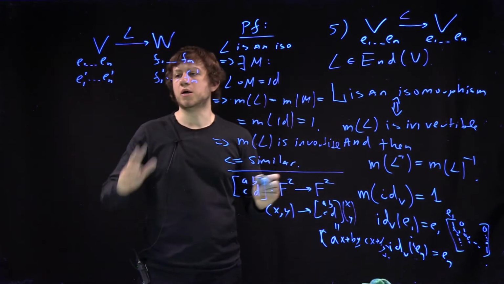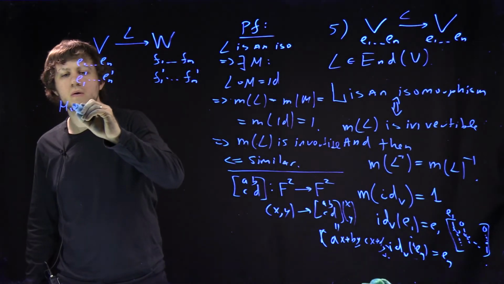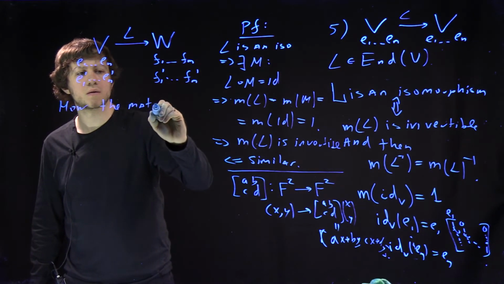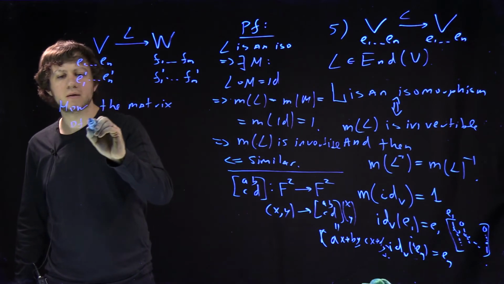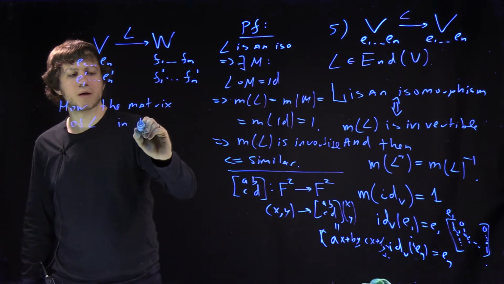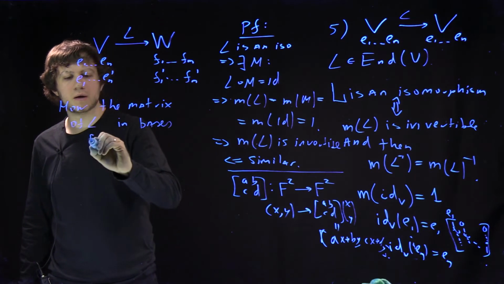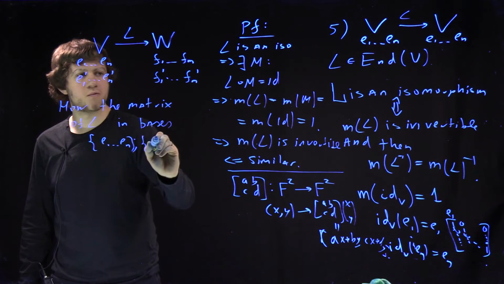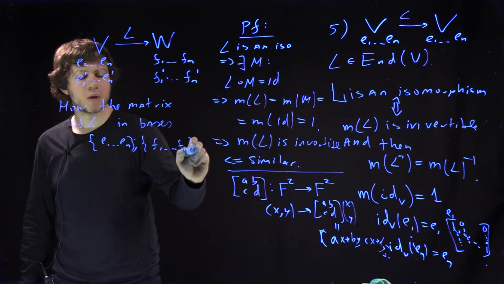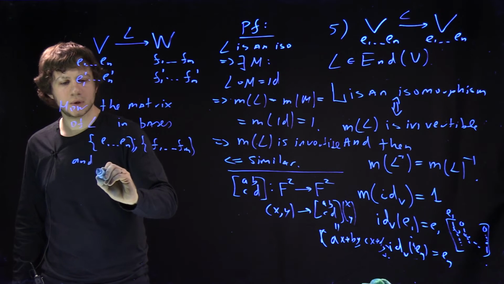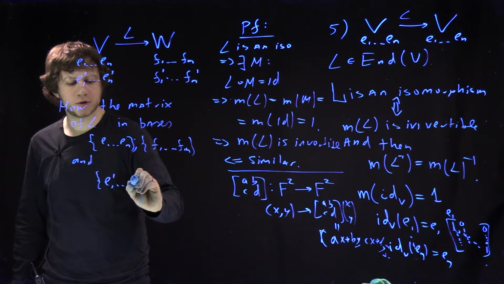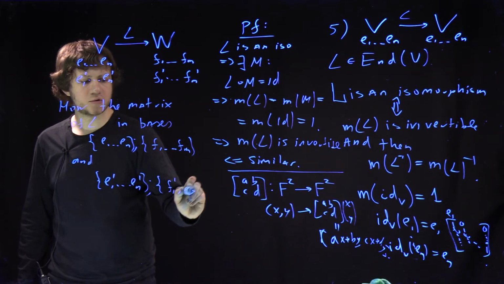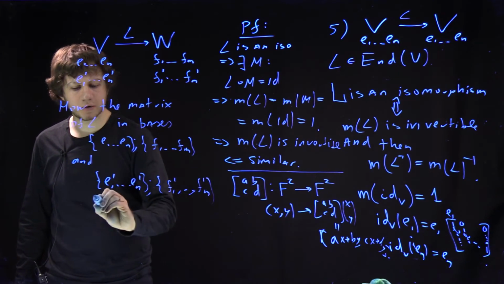So the question is how the matrix of L in bases E1 up to En, F1 up to Fm, and the matrix of L in bases E1 prime up to En prime, F1 prime up to Fm prime, are related?